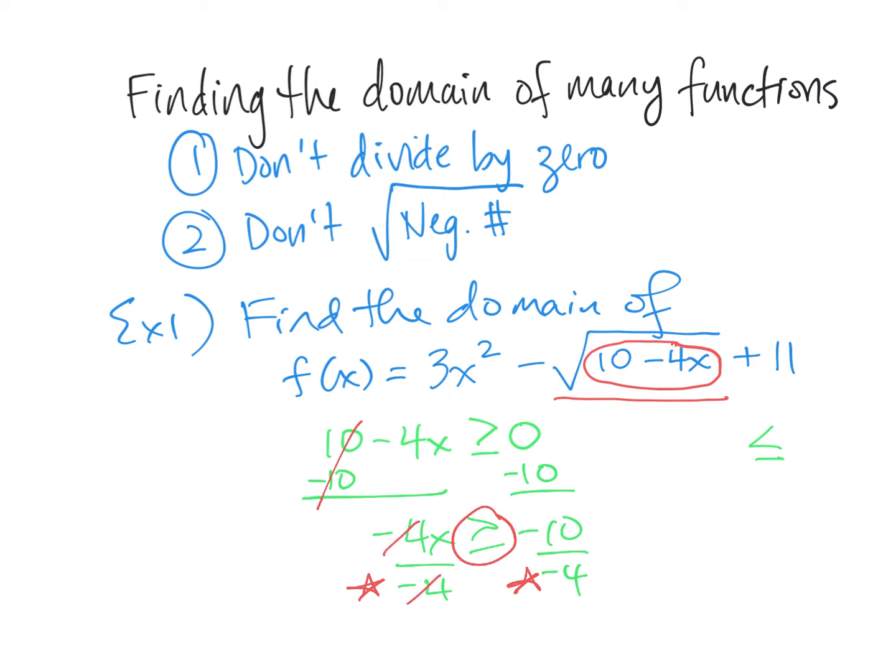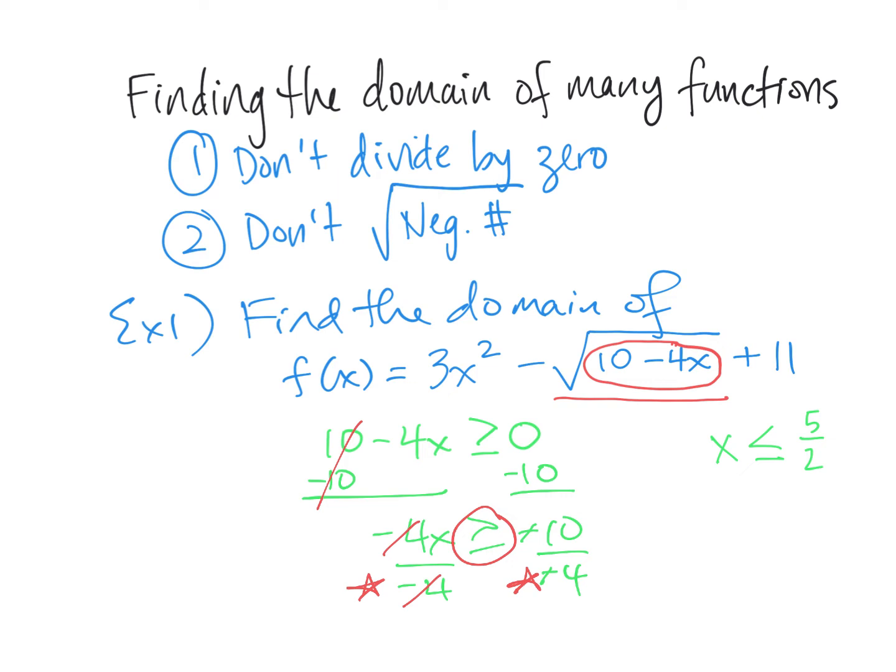Otherwise, the negative 4's cancel, and I'm left with x on the left, negative 10 divided by negative 4 on the right. I know a negative divided by negative is a positive. Otherwise, 10 over 4 reduces to 5 over 2. And then when I express the domain of a function, we typically express it in interval notation.